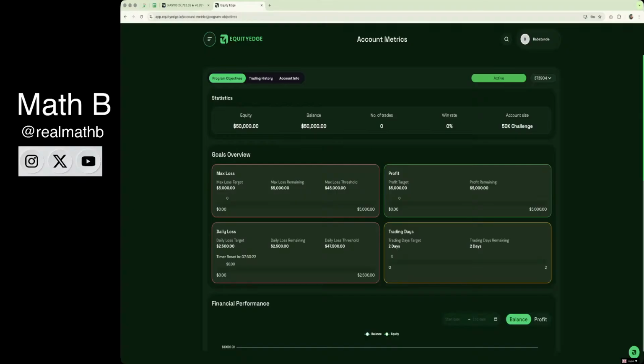So the 50K challenge itself, we're still in phase 1. No trade has been taken yet. So there's a chance that I will not be trading it today until tomorrow, or maybe later on, whenever a proper setup has been created.